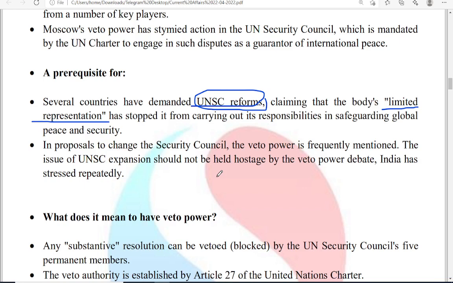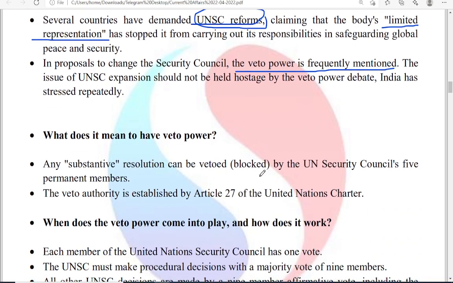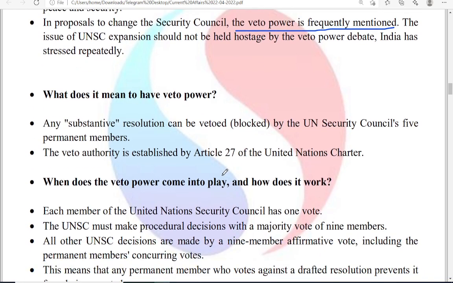Safeguarding global peace and security is a great responsibility, but we are keeping this great responsibility in very few hands. So that is why there is an immediate requirement for UNSC reforms. The veto power is frequently mentioned in case of reforms, right? For example, India is also stressing repeatedly about this. What does it mean to have the veto power?